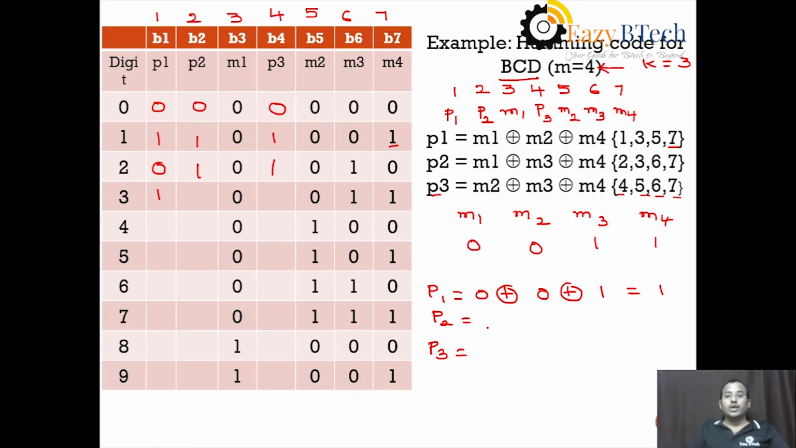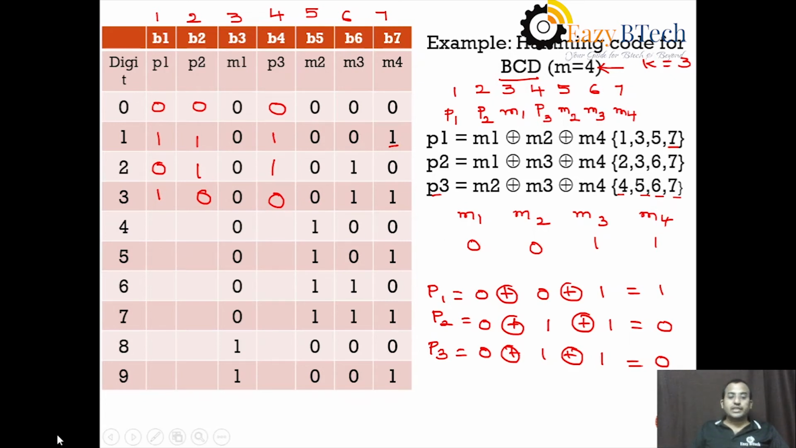Next for P2, M1 is 0, modulo M3 it is 1 and M4 it is 1. So 0 modulo 1 is 1, 1 modulo 1 is 0. So parity bit P2 is 0. Next P3. P3 is M2 modulo M3 modulo M4. So 0 modulo 1 modulo 1. So 0 modulo 1 is 1, 1 modulo 1 is 0. So parity bit P3 is also 0. So for the message 0011, the parity bits are 100.